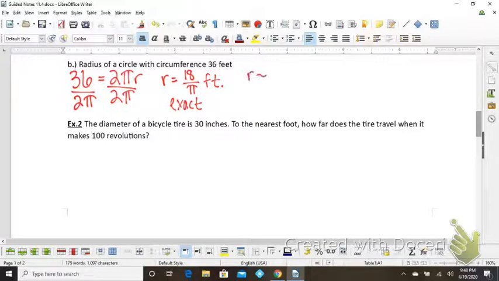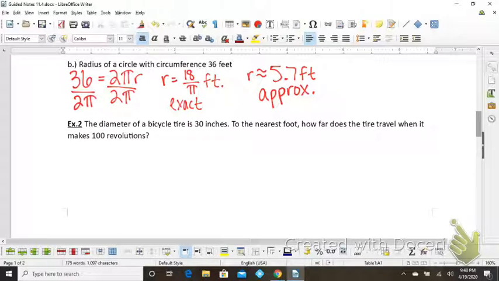The approximate answer is what we get when we type that into our calculator and get a decimal. So it would be approximately 5.7 feet. That's the approximate answer. Just make sure you pay attention to the directions of exact versus approximate. If I don't tell you, it probably would be acceptable to do it either way.